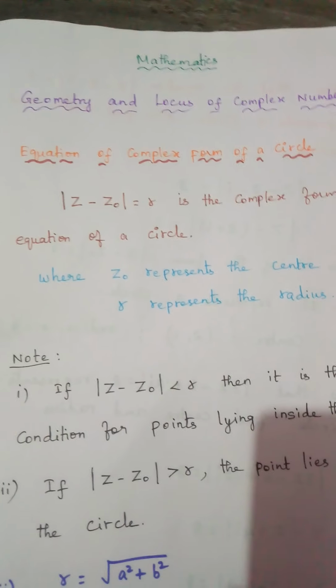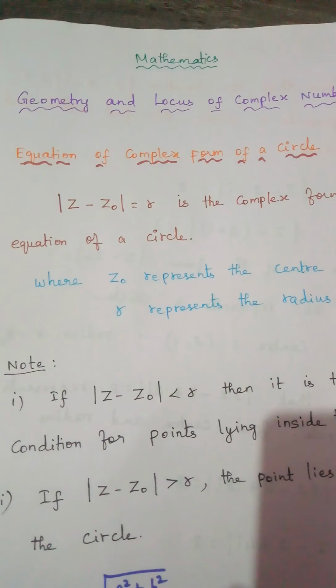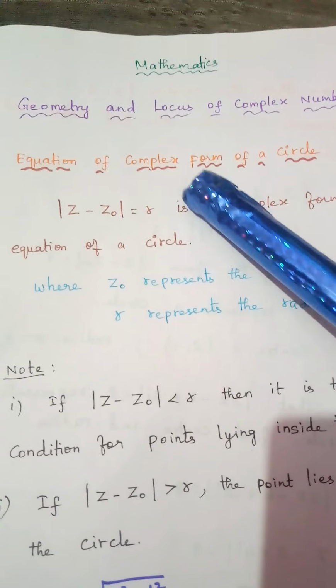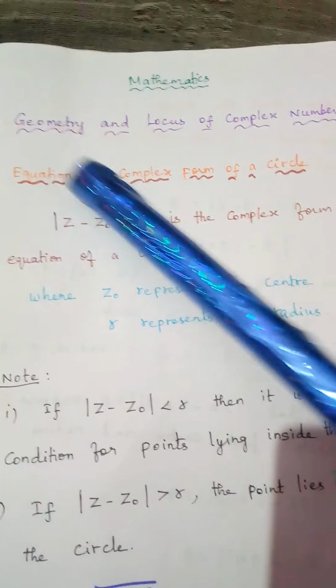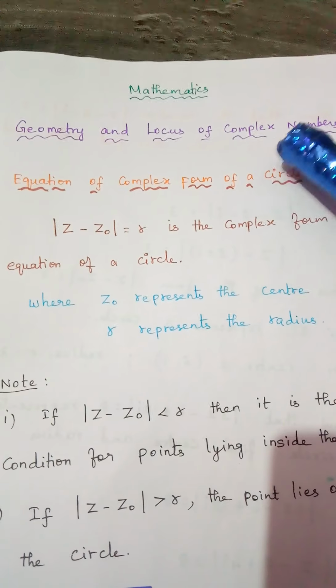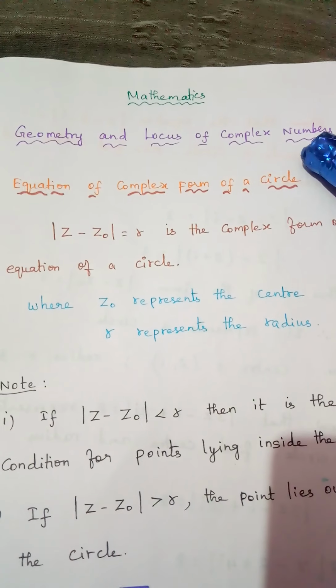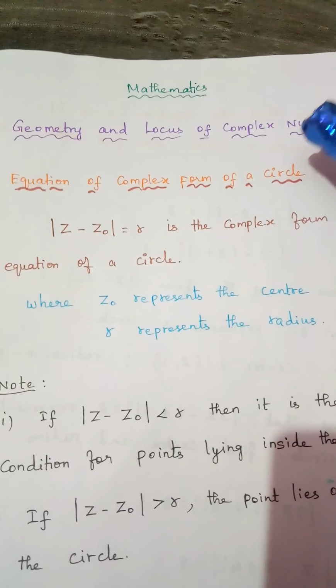In this class, we will see the concept of the equation of a complex form of a circle. Actually, this comes under the heading geometry and locus of complex numbers. What is the geometrical meaning of a complex number? That is what we are going to see in this class.